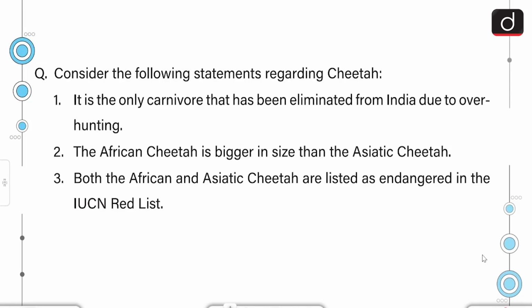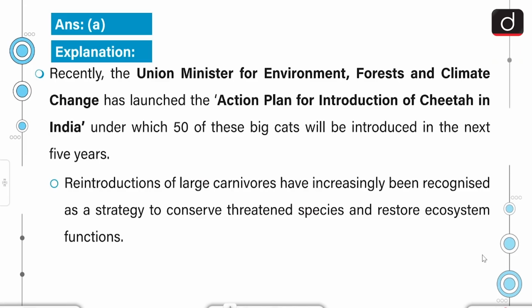So as we have to select the correct statement, first and second are definitely correct, but third is not. Why? Because African cheetah is not critically endangered. But if we talk about Asiatic cheetahs, they are listed as critically endangered. So option A is correct, 1 and 2. Recently, the Union Minister for Environment, Forest and Climate Change has launched the action plan for reintroduction or introduction of cheetah in India. Not reintroduction, but introduction.